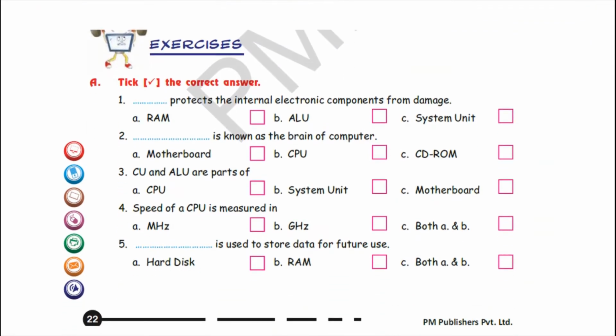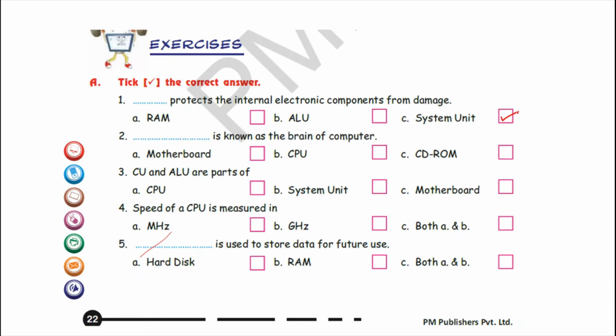First exercise. A. Tick the correct answer. Number 1 is dash protects the internal electronic components from damage. 3 options are given: A. RAM, B. ALU and C. System unit. You know the right answer for this question is the system unit. System unit actually protects the internal electronic components from damage. So put a tick mark in front of the box of option C, system unit.